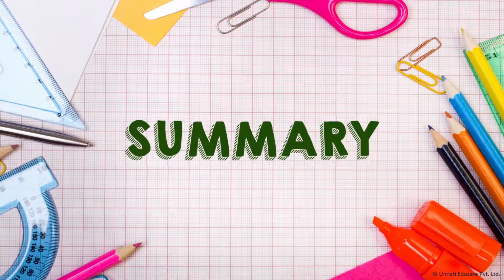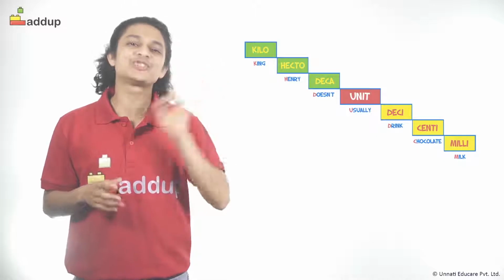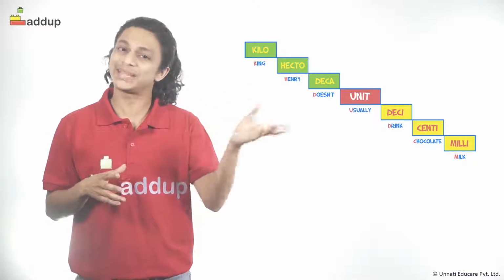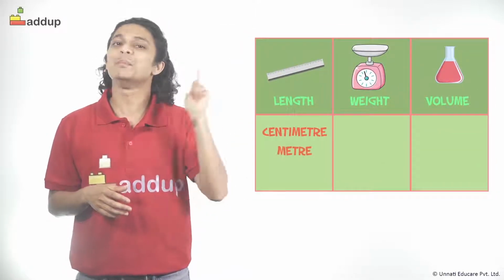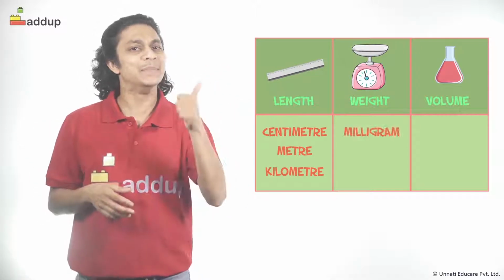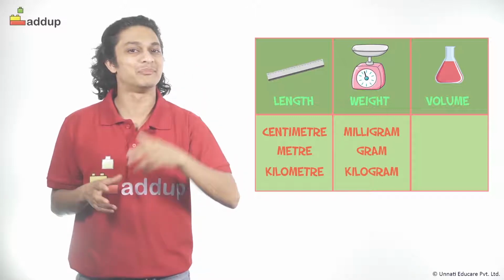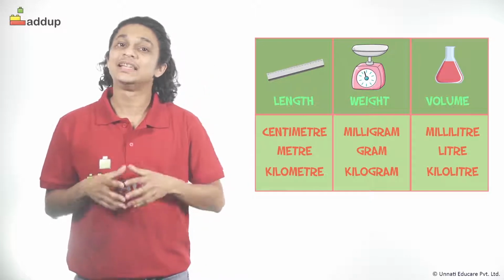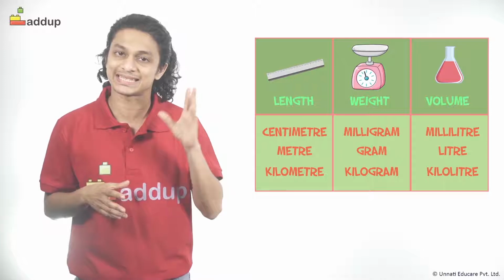Let's summarize what we've learned today. The metric system uses units in multiples of 10 to measure all possible small and large quantities. The mnemonic, King Henry doesn't usually drink chocolate milk, helps us to remember the prefixes we use with the base unit. Centimeter, meter, and kilometer are used in length. For weight, we use milligram, gram, and kilogram. For volume, we use milliliter, liter, and kiloliter. These are some of the common units of measurements that we use.